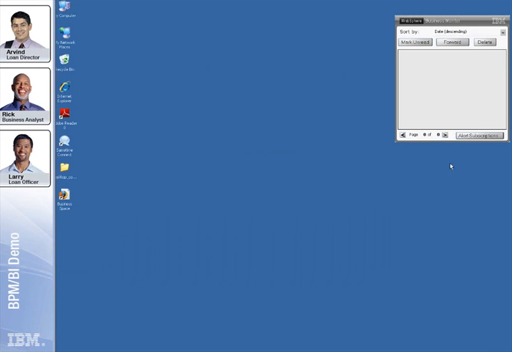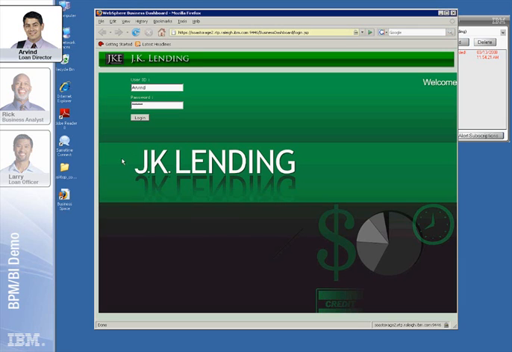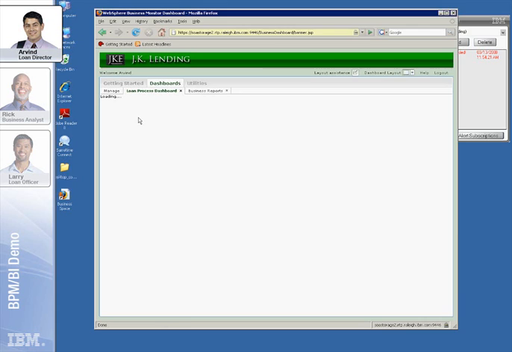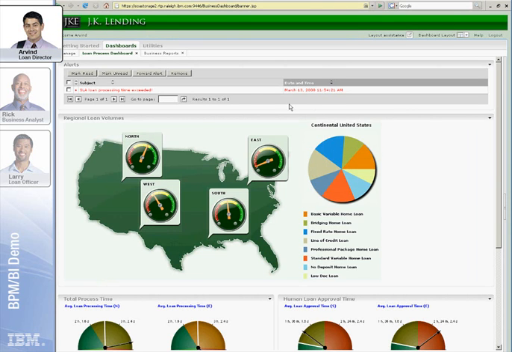Our demonstration begins with Arvind, the loan director. He has received an alert on his desktop. The alert shows that loan processing time is exceeding service level agreements. He logs into his business space to investigate. His dashboard gives him a complete, high-level view of JK Lending's loan processes.